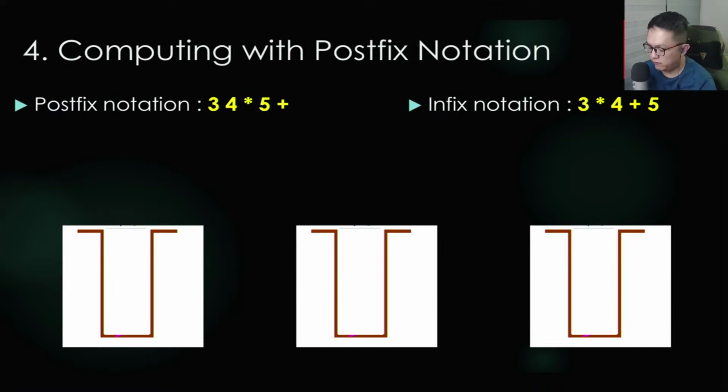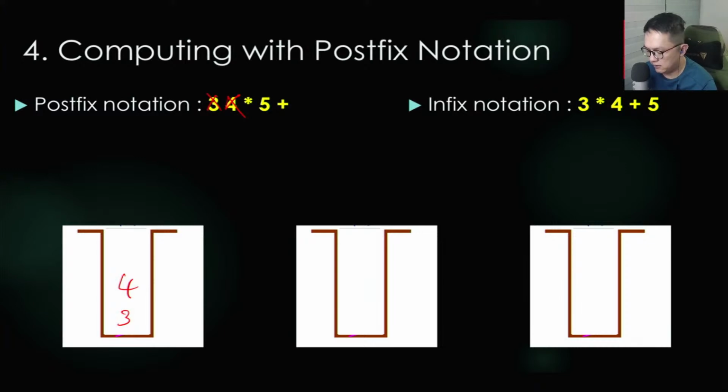First, let's look at this 3, 4. When we see operands, we push the operands into the stack. First we see 3, so 3 is the first one to go into the stack. Then we strike it off so it's easiest to see. Next we see 4. Again, we push 4 in, and then we strike it off.